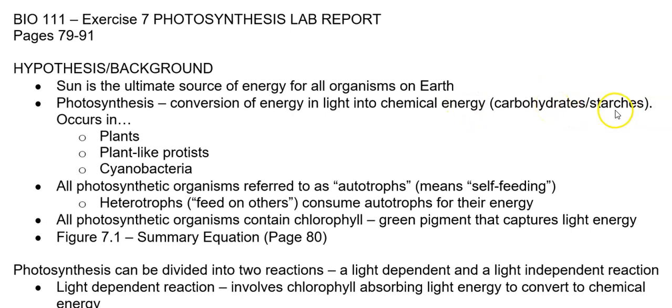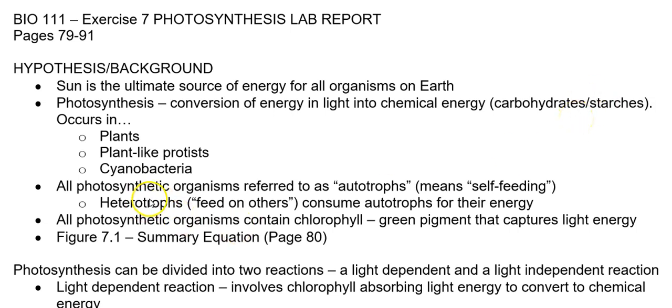or starches. And photosynthesis occurs specifically in three major groups of organisms: the plants, the plant-like protists, and the cyanobacteria. Regardless of what type of photosynthetic organism it is, the photosynthetic organisms are collectively referred to as autotrophs, because the term autotroph means self-feeding, because they are capable of producing their own carbohydrates or starches, which they will use in their own metabolism to make ATP energy.